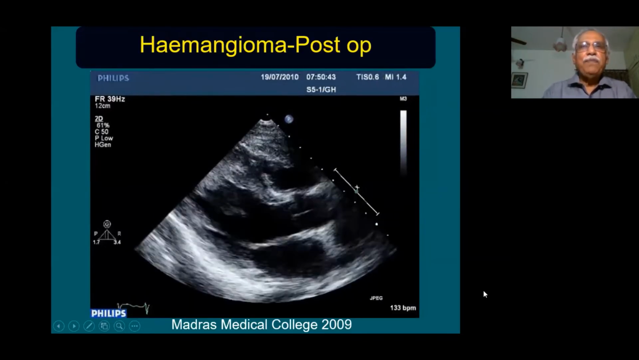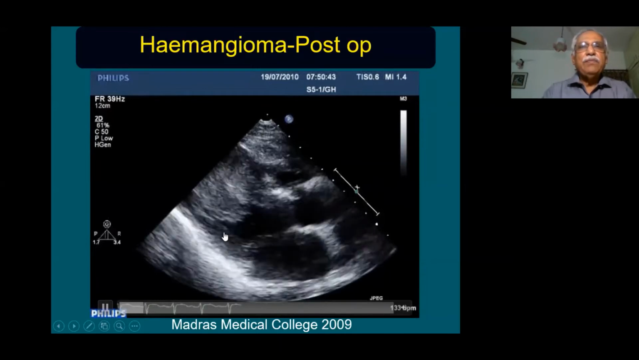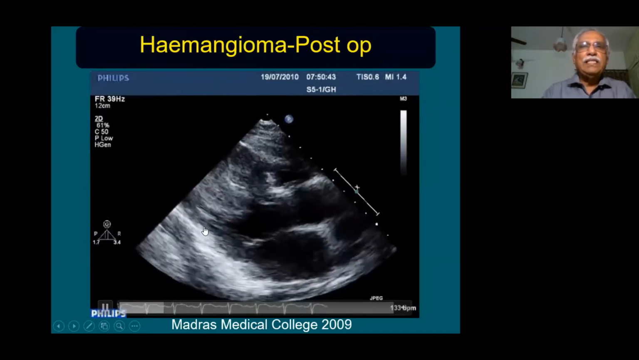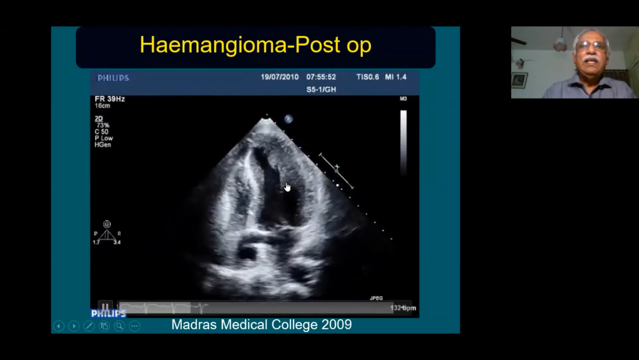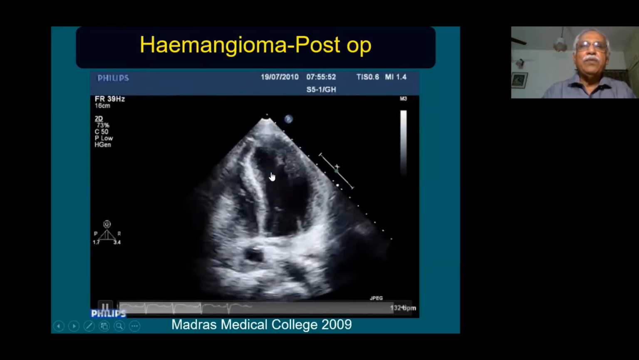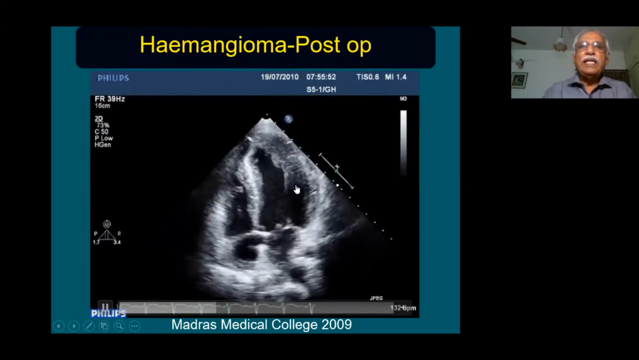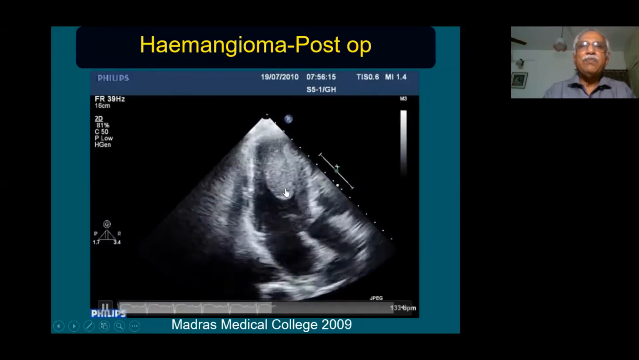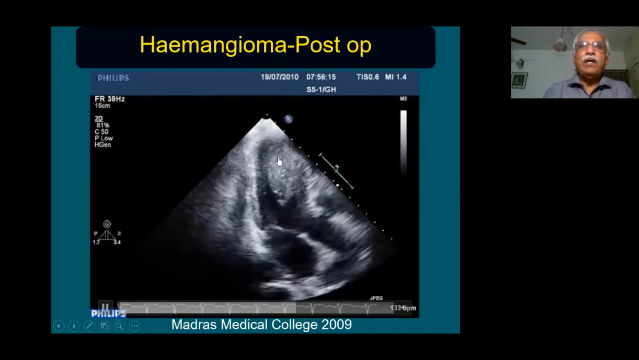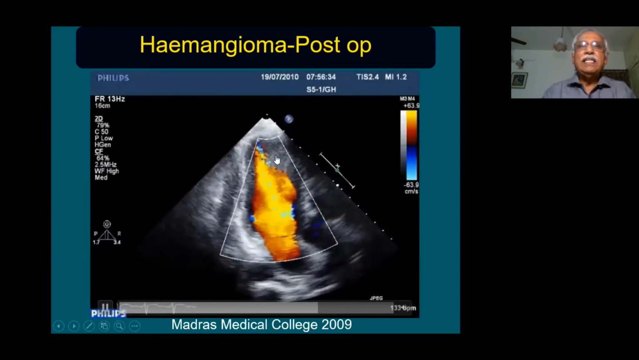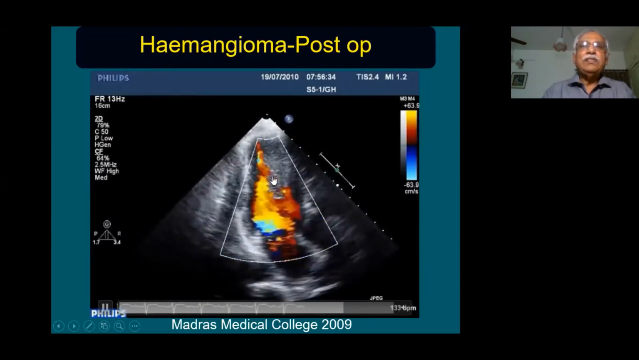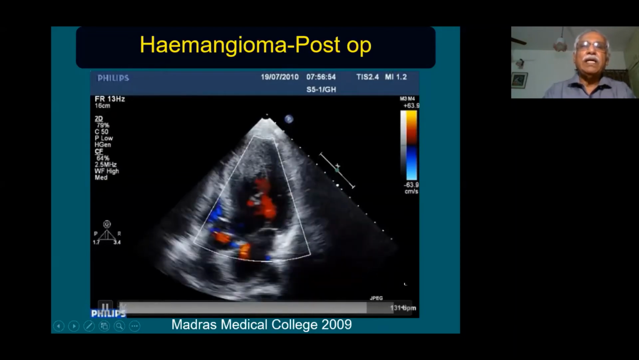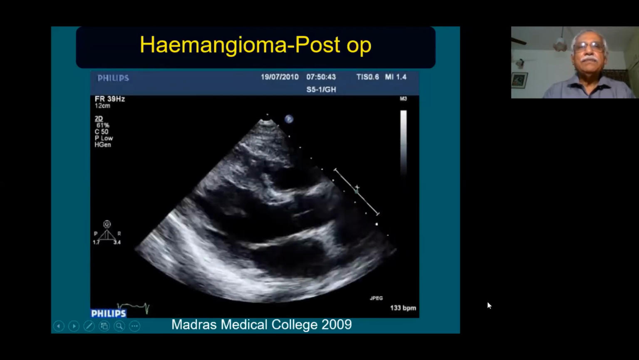This patient was operated on. They were able to remove the mass partially. Almost 70% of the mass was removed, but they were not able to get a cleavage plane between the left ventricular myocardium and this mass. So they left a small portion of the mass inside the left ventricle. So this is a patient with hemangioma, a left ventricular hemangioma.